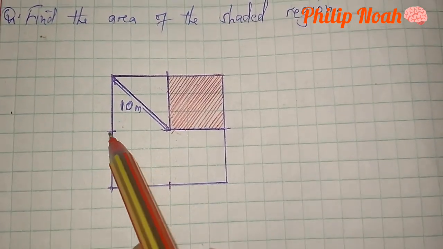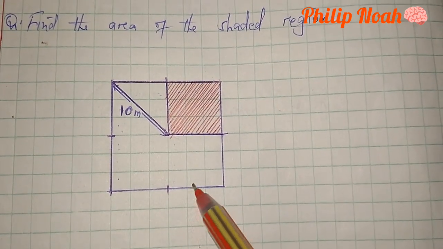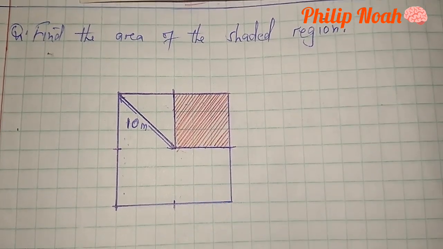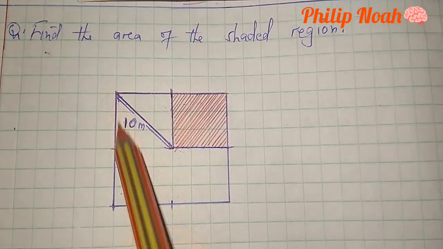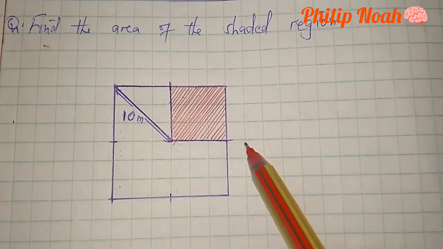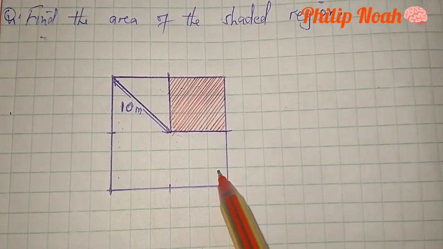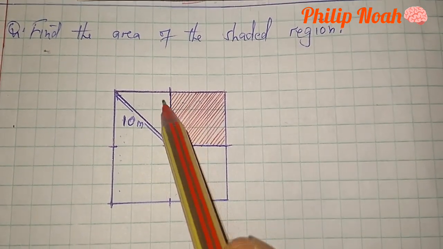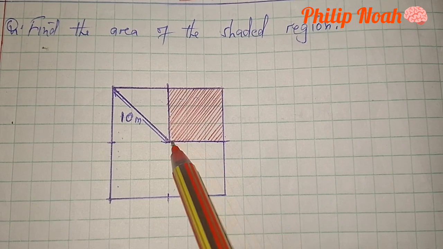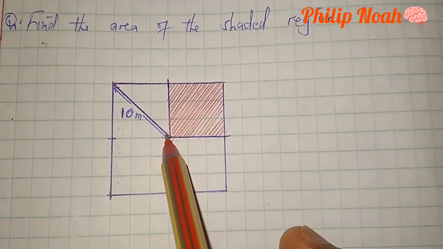Remember, this is a square, meaning that all the sides of this larger outer figure are equal. So if all the sides are equal, it means that this figure here is also a square, because this is the center of the larger square.